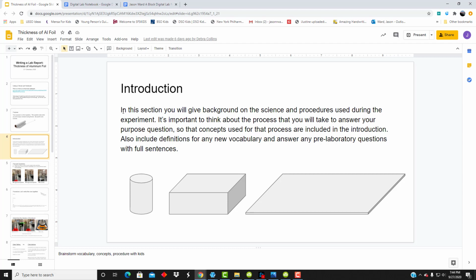And if there are vocabulary terms and things that you might want to identify, again, you have to keep your audience in mind. Any pre-lab questions that you have, those all are part of the introduction. So the introduction is just that. It's a setup. It's explaining sort of what you're going to see in the lab itself for the rest of the sections.